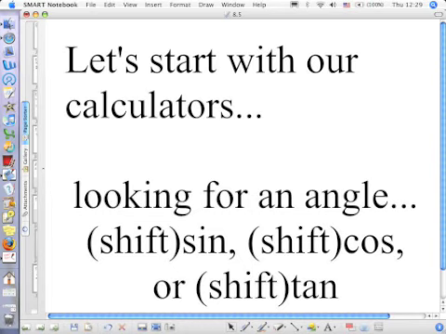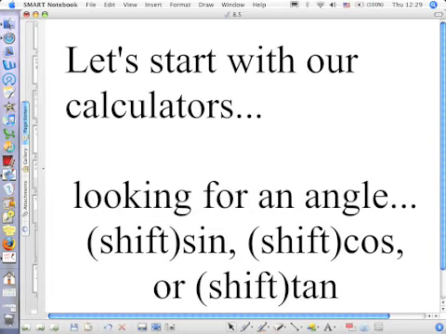Okay. Shift is what you press when you're trying to activate the second option on that button. It may be called shift, it may be called second. I don't know, whatever. All right.